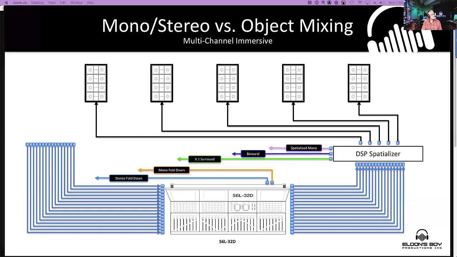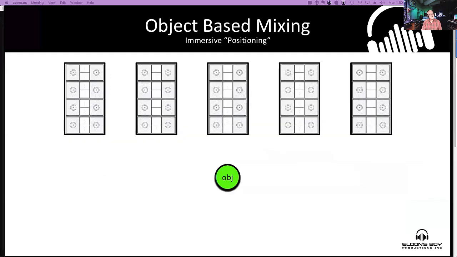Let's talk about some object-based positioning. Remember, our pan knob has gone away now, so we're essentially just talking about position. Where are we going to position this object? Any object on the console can be any combination of things. It can be a direct output from an input fader. So if you had 96 inputs on the console, you could make 96 direct outputs, post-fader, post-processing, directly to the spatializer and spatialize every object in your console.